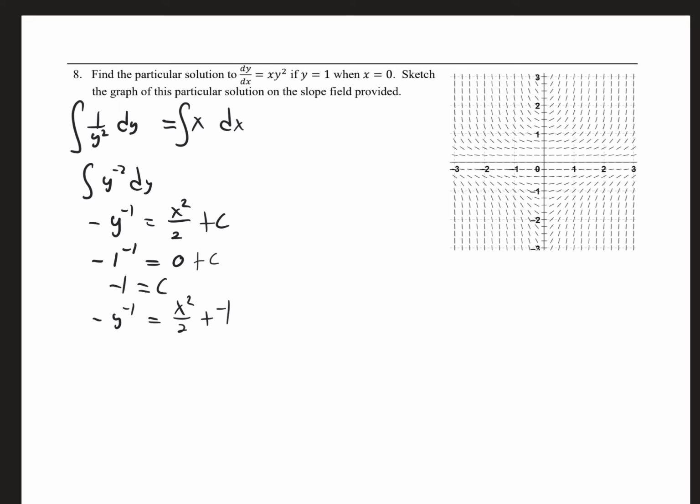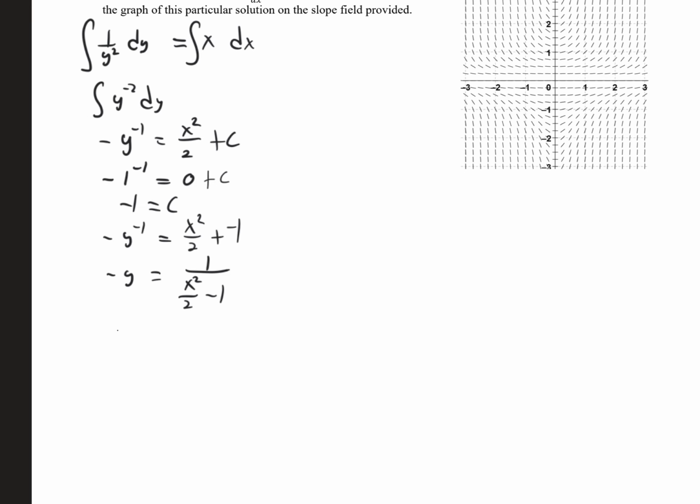All right, and then at this point, we can try to solve this for y. Basically, I'm going to take the reciprocal of both sides. So that's negative y, the reciprocal of y to the negative 1 is y to the positive 1. And then this would be 1 over x squared over 2 minus 1. And if I multiply both sides by negative 1, I get that y equals 1 over 1 minus x squared over 2.